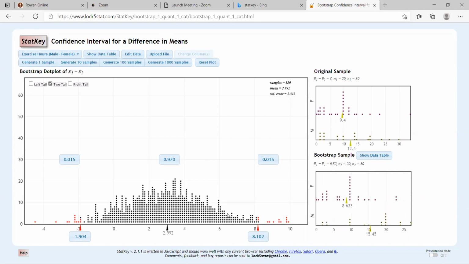confidence intervals, and then we just need to know what the interpretation is. In this case, 97, we're 97% sure, 97% confident that the true population difference in means between males and females exercise times is between these two numbers. That's it.